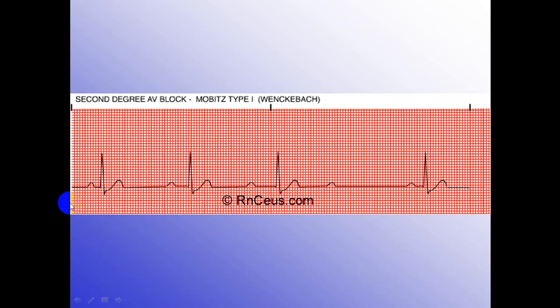Look at this: P wave QRS, P wave QRS, it's sinus. But this P wave is not followed by a QRS complex. Then again, PR is normal, a little bit prolonged, and then prolonged until a beat drops. If this cycle repeats itself, it is called the Wenckebach phenomenon, second degree heart block Mobitz type 1. This is really a benign rhythm.